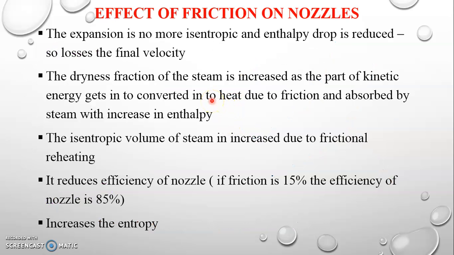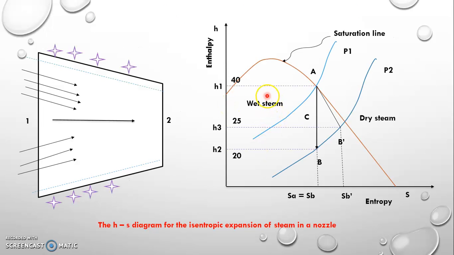Next point, the dryness fraction of the steam is increased as part of the kinetic energy gets converted into heat due to friction and absorbed by steam with increase in enthalpy. The process A to B dash happens in the wet region. Wet region means water droplets will be present in the steam. In the nozzle, the steam has x equal to 0.96, the dryness fraction. The dryness fraction is improved because friction will happen. The heat will be transferred from inside the nozzle, so the dryness fraction will be improved.